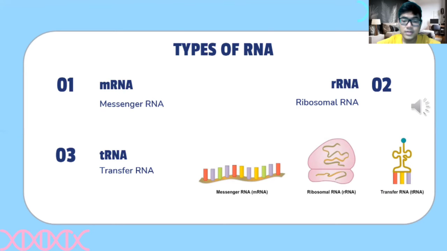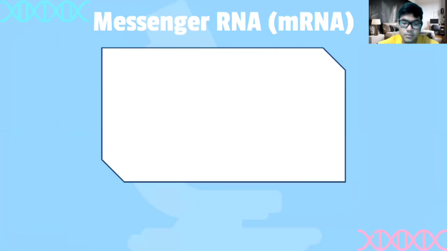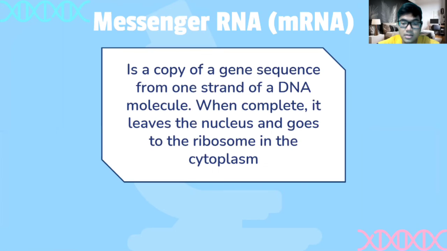Now, there are a few different types of RNA that are very important in making proteins. The first type of RNA is called messenger RNA. The second type is ribosomal RNA. And the third type is transfer RNA. Messenger RNA is a copy of the gene sequence from one strand of a DNA molecule. When it is complete, it leaves the nucleus and goes to a ribosome in the cytoplasm on the rough endoplasmic reticulum.